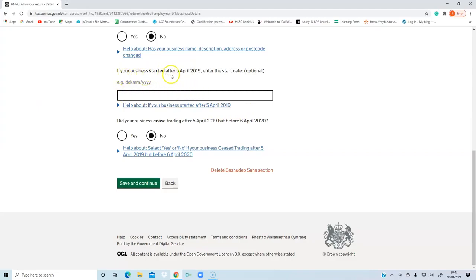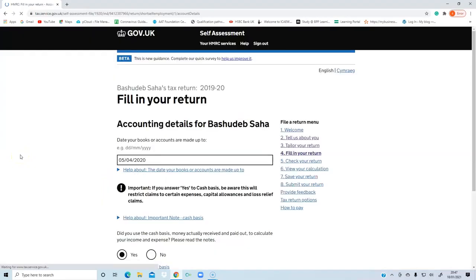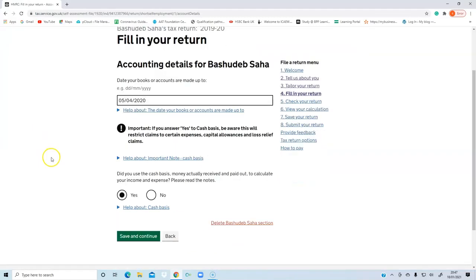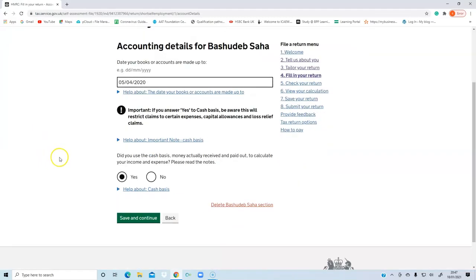Then if your business started after 5th April, you can write the date. Did your business cease trading after 5th April 2009 but before 6th April 2020? You said no, we are still working on it. If you say yes, then it means it is closed, and then it will ask you the details up to which period you want to show the accounts. Normally the date is up to 5th of April.